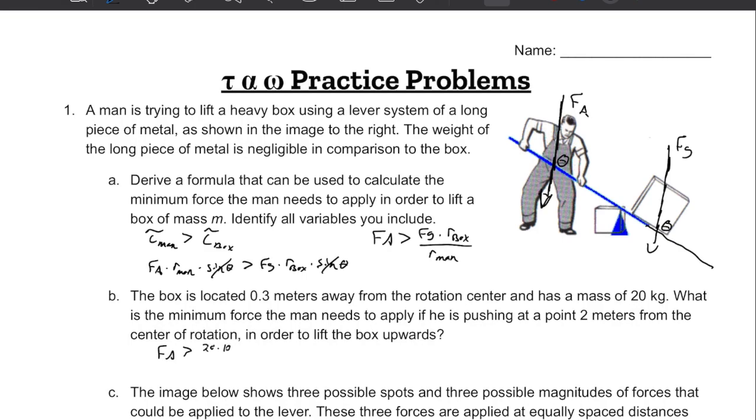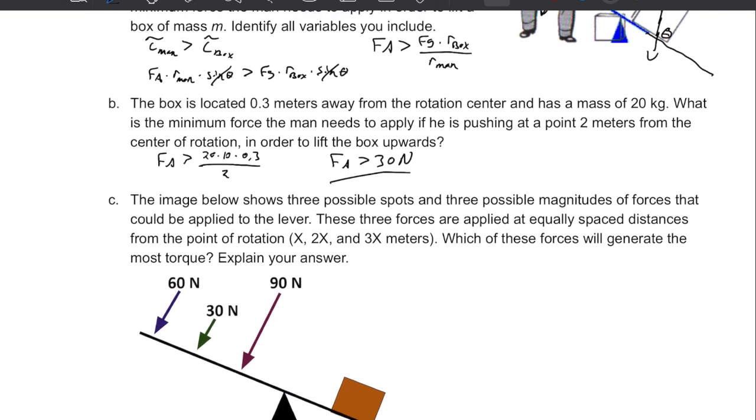So we're just going to use our formula. Force applied by the man is 20 times 10, which gives us the force of gravity, times 0.3, which is the distance, all divided by the radius that the man is away, which looks like it's 2. So 20 times 10 is 200, times 0.3 divided by 2 is going to give us our solution. Looks like it's going to be about 30 newtons. So as long as the man pushes with greater than 30 newtons, the box will lift upwards. There will be an angular acceleration.